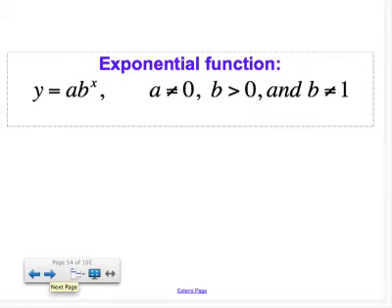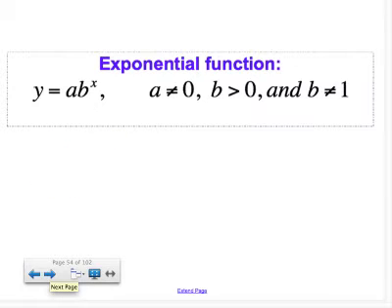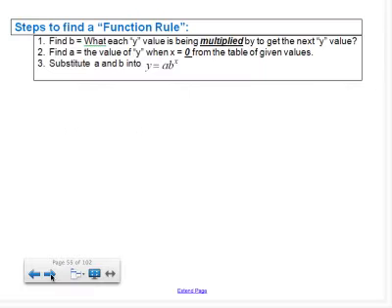Furthermore, b has to be greater than 0, and b cannot equal 1. Again, if b was 1, then you'd have y equals a times 1 to the x. It doesn't matter what x would be here, because no matter what, this expression is going to be 1. And so all you have is y equals a, and a is just some number. So again, you're left with a horizontal line. That's why we have to put all these restrictions on the values of a and b. Otherwise, it would not necessarily represent an exponential.